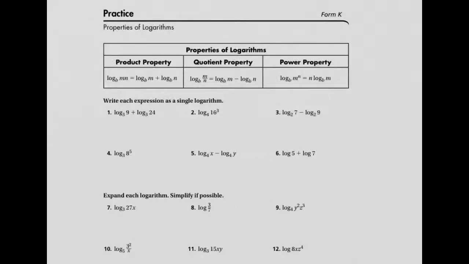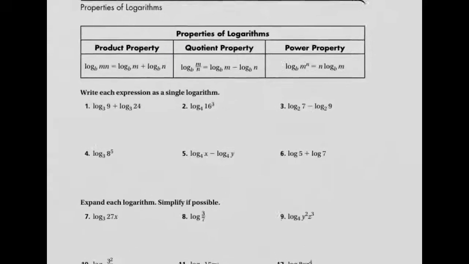Okay, this is section 7.4 on the properties of logarithms. In this section is where we learn the product property, the quotient property, and the power property, which we're going to use in all of these examples. As always, you can pause whenever you feel like you need to and try the problems on your own before you actually see the solution. Okay, so here we go.